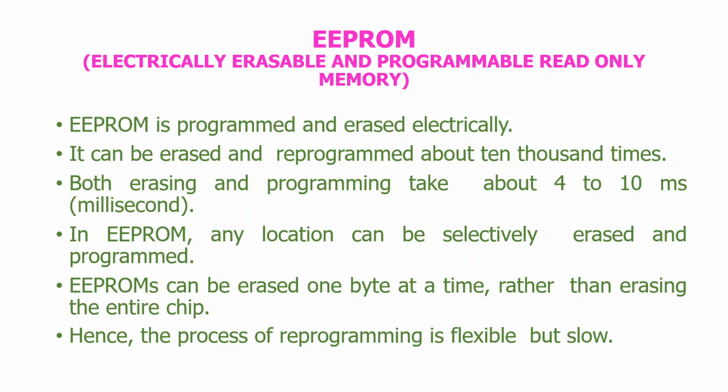EEPROM, electrically erasable PROM, can be erased 1 byte at a time rather than erasing the entire chip like in erasable programmable read-only memory. Here there is no need to erase the entire chip, we can erase byte by byte. It is more flexible, but it is very slow.